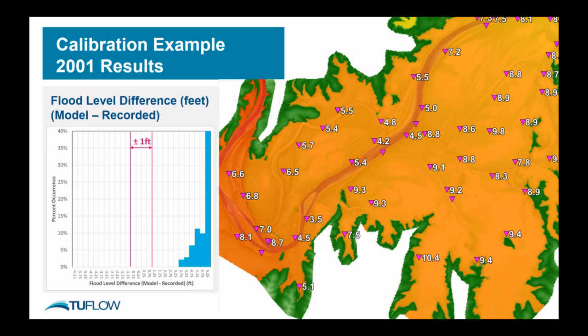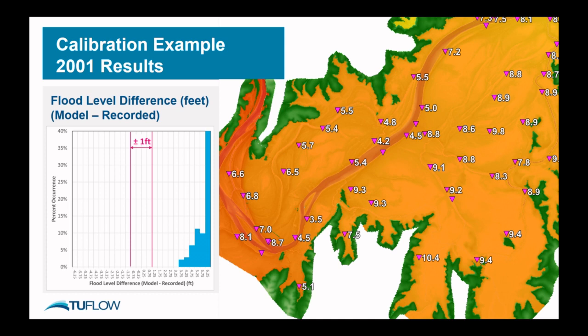If we look at the recorded, the surveyed debris marks, you can also see that we're over predicting flood levels in the floodplain. The numbers here on the right are listing the flood level difference. This is in feet, not in meters. It's the model result minus the recorded value.